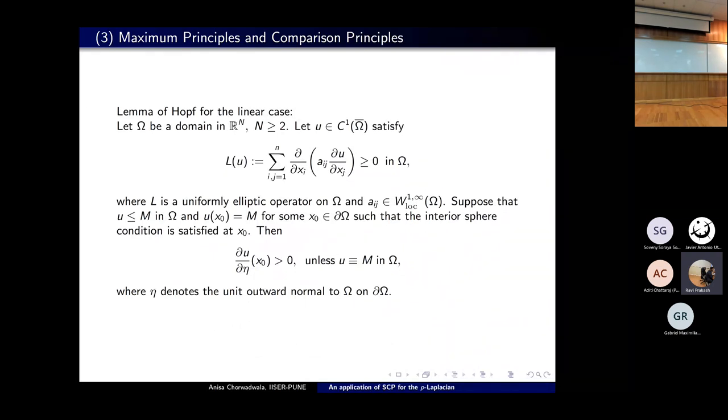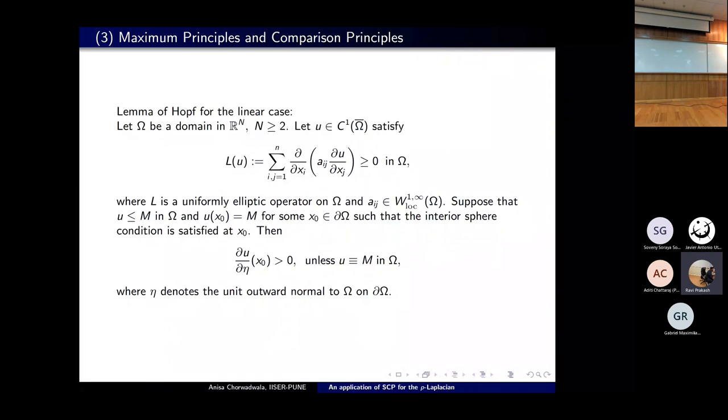A sub-solution. Then it says that suppose you know that u is bounded above by M in Ω, and there exists some point on the boundary of Ω where the maximum is attained. And suppose that boundary point is nice enough, that is, it has some interior sphere condition. Then the function ∂u/∂n at that particular x0 will be strictly positive.